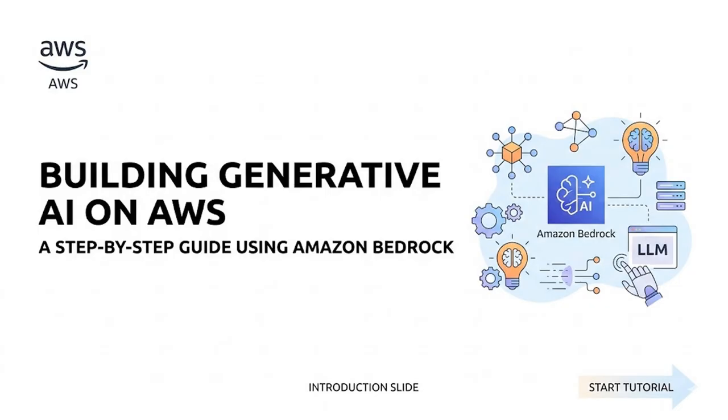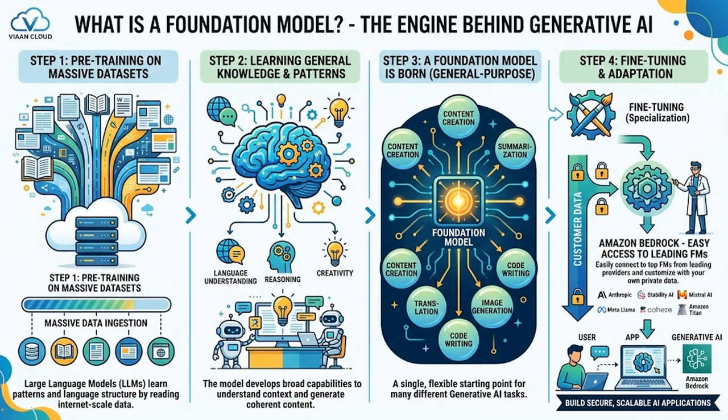In this deep dive, we'll make AI on AWS make sense, with pictures, all centered on one service. Amazon Bedrock, foundation models, one API to many models, prompting, RAG, embeddings, agents, guardrails, and cost. By the end, you'll know exactly how to build real AI features on AWS. Let's start with the engine, the foundation model.